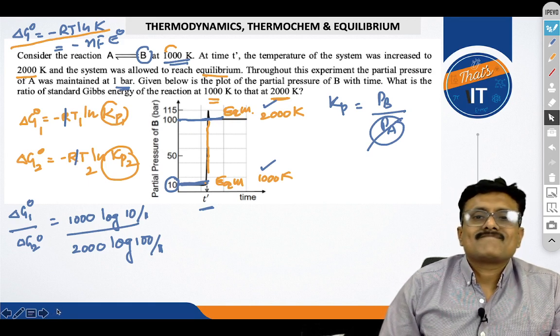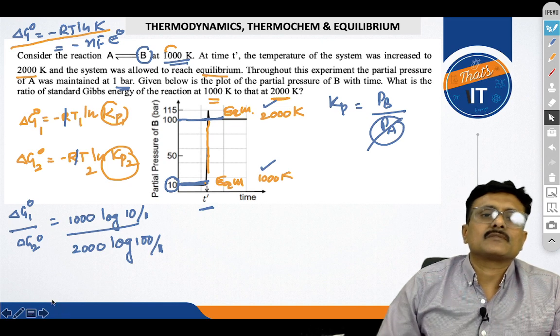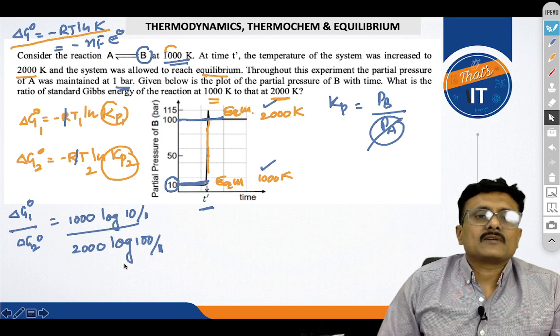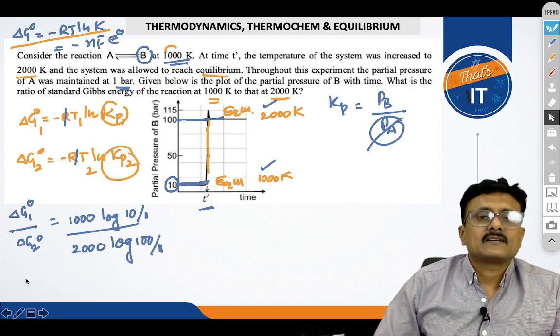Alright, temperature is increased, because when it is increased, the equilibrium is shifting in the forward direction and the pressure of B has increased, right? That's it.